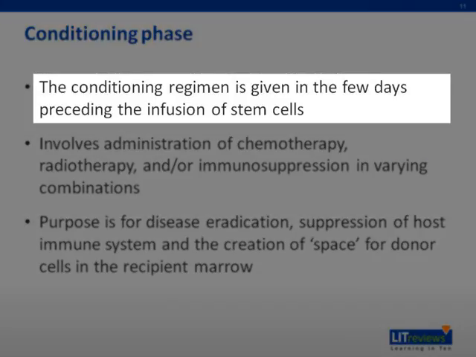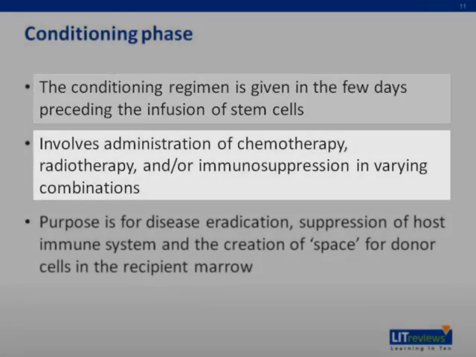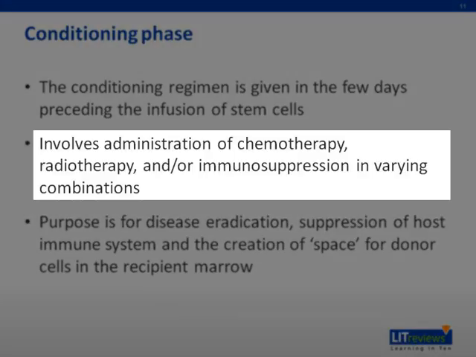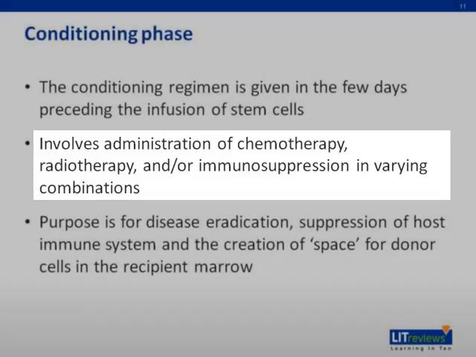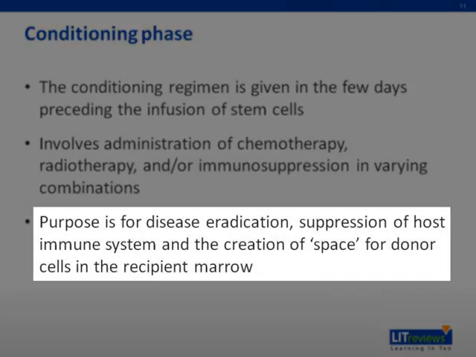Before the infusion of the stem cells, the patient will undergo a conditioning phase. This involves the administration of chemotherapy, radiotherapy, and/or immunotherapy in varying combinations. The purpose of this is to eradicate residual disease, for example, leukemic cells, suppression of the host immune system so that it can accept the graft, and the creation of space for donor cells in the recipient's bone marrow.